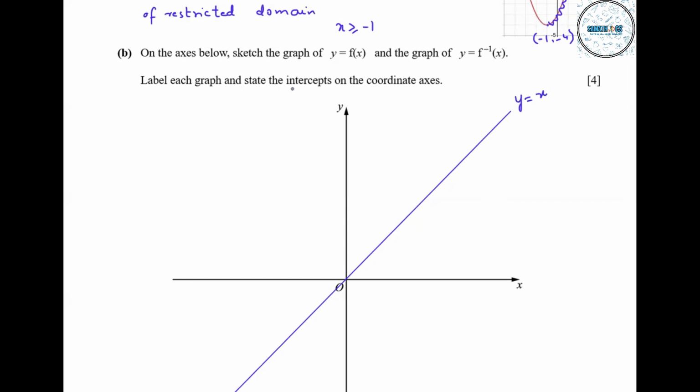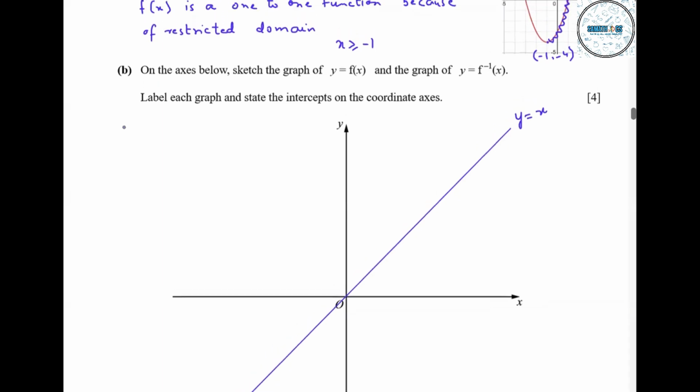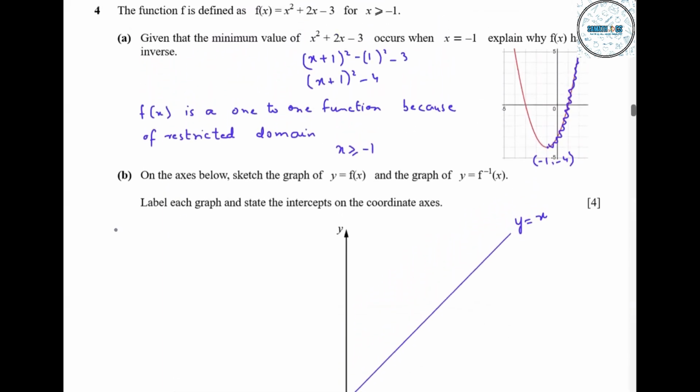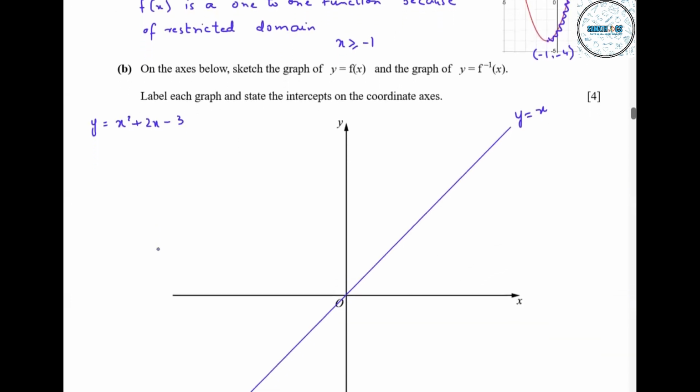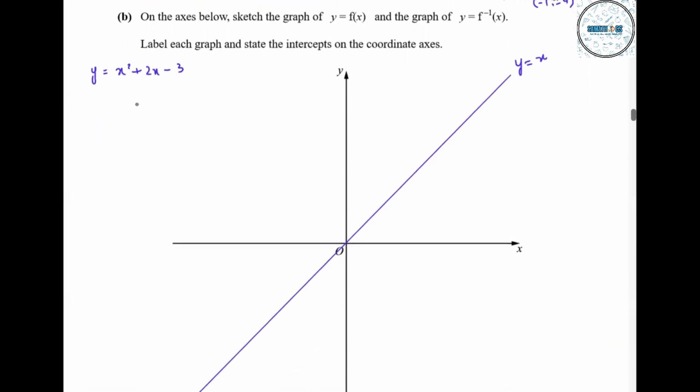As it is there in the question that state the intercept on the coordinate axis, it means that we have to take out y-intercept as well as x-intercept. So we have here x squared plus 2x minus 3 which is f of x. So if we take x as 0, then y is equal to minus 3. So y-intercept is 0 comma minus 3. For x-intercept, we have to take y as 0.